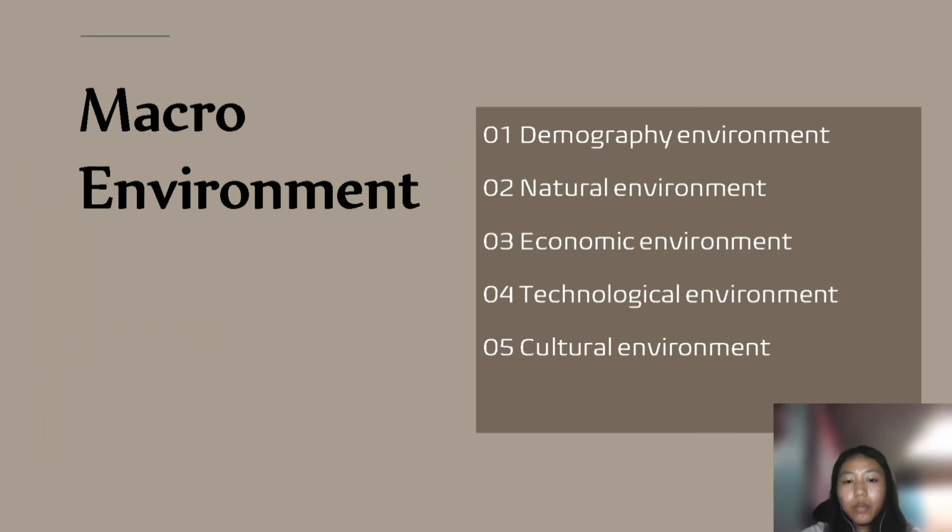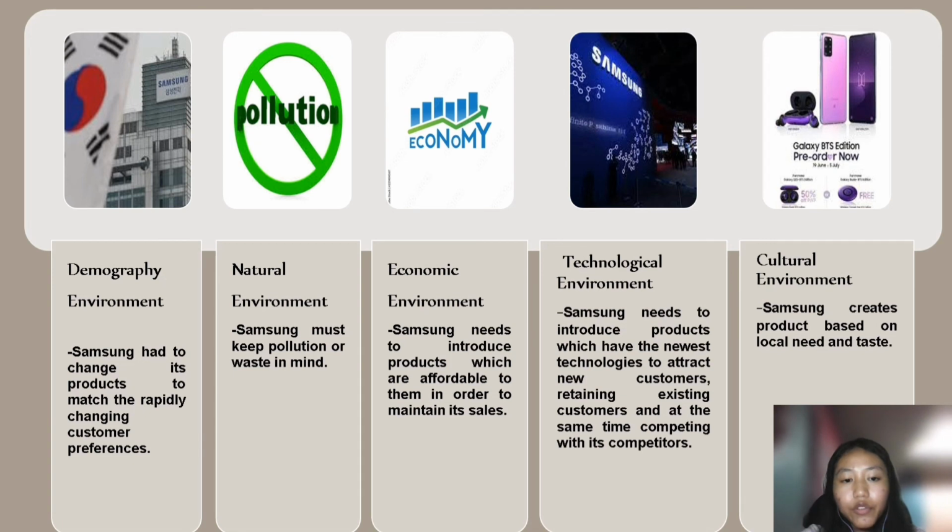Next, the macroenvironment factors affecting the Samsung company are these 5. The first one is the demographic environment, where Samsung has to change its products to match rapidly changing customer preferences. Next, the natural environment, where Samsung must keep pollution and waste in mind. And then the economic environment, where Samsung needs to introduce products which are affordable to customers in order to maintain its sales. Then the technological environment, where Samsung needs to introduce products which have the newest technologies to attract new customers. And the last one is the cultural environment, where Samsung creates products based on local needs and tastes.